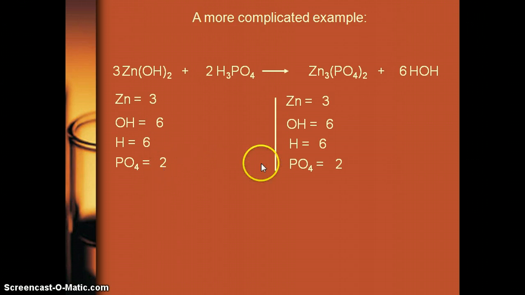Okay, so this means that we actually have now a balanced equation. We check the last step, 3, 6, 6, 2, 3, 6, 6, 2. Our coefficients are 3, 2, 1, and 6.